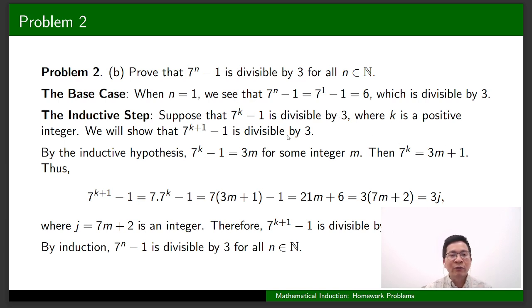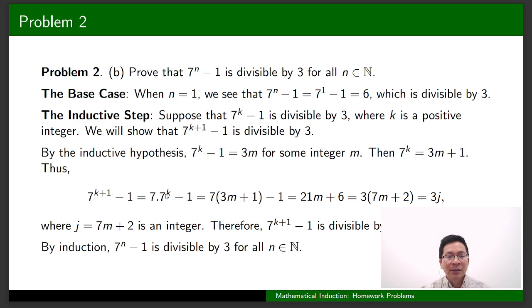And now let's focus on the goal. The goal is to show that this is divisible by 3. So we are going to show that it's 3 times something, where something is an integer. Okay, let's do it. 7 to the k plus 1 minus 1, as usual, is 7 times 7 to the k. This is a very important observation. And then you subtract 1. Okay, and remember that 7 to the k is equal to 3m plus 1. So we just do this substitution.